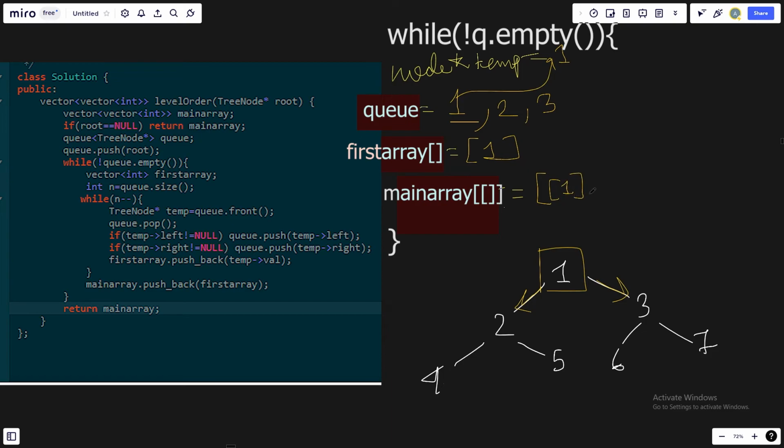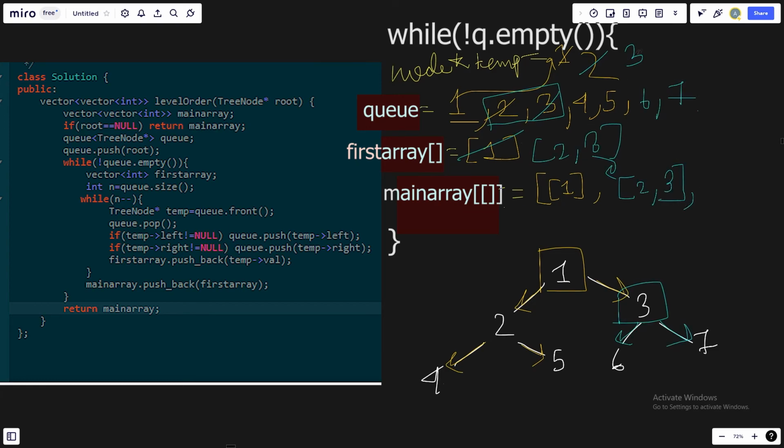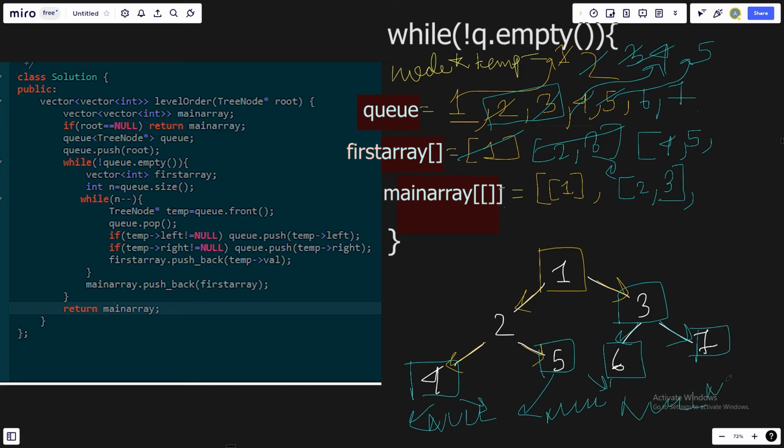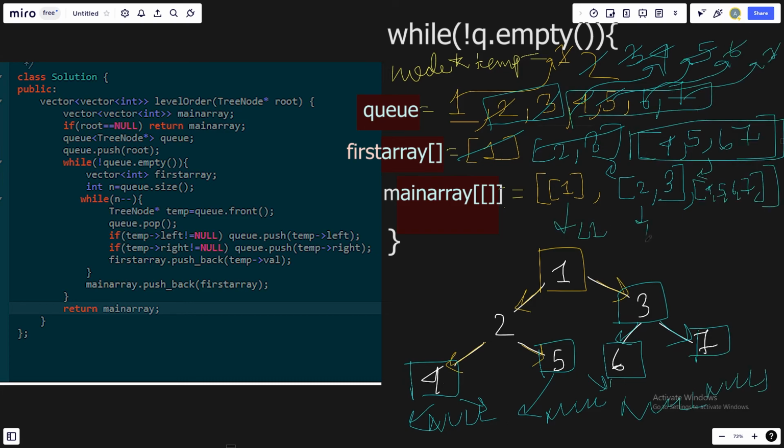Similarly like this, we get the 3 levels.